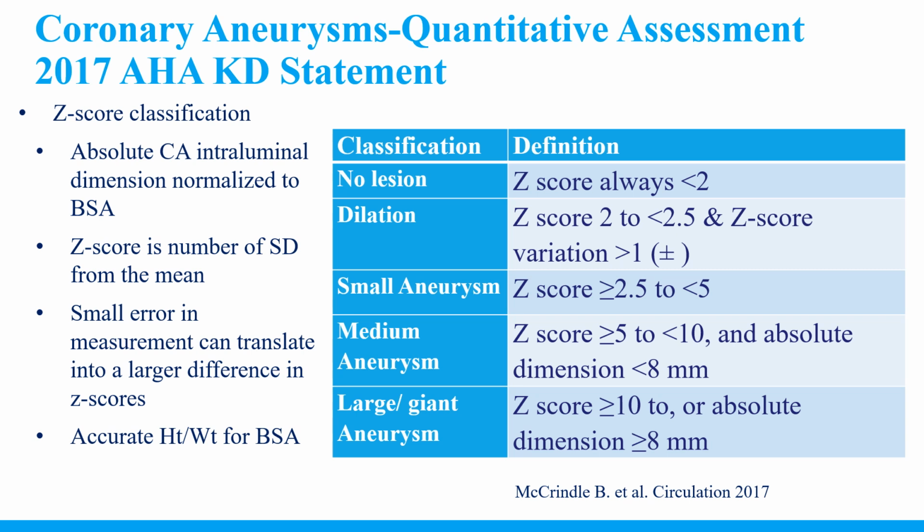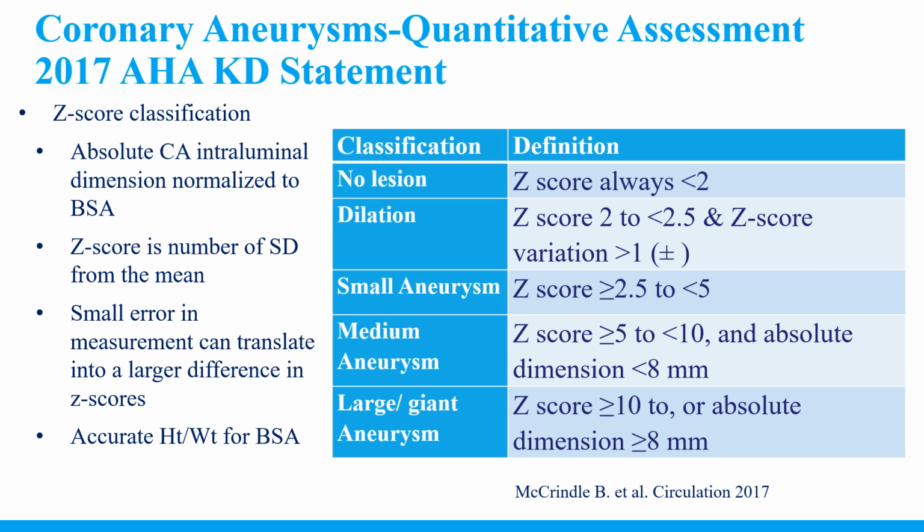And that's what, as I mentioned in my talk on multimodality imaging, the AHA statement in 2017 has adopted as a way to classify coronary artery aneurysms and risk stratify them. And the Japanese guidelines in 2020 did that as well. And as I mentioned, the z-score is the number of standard deviations from the mean.